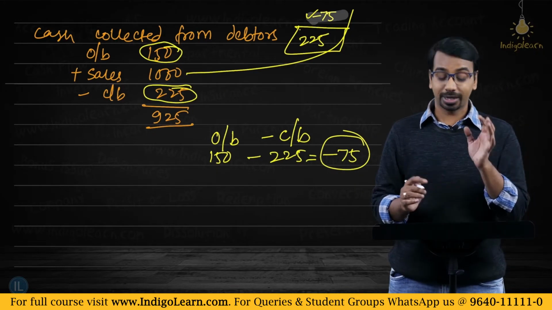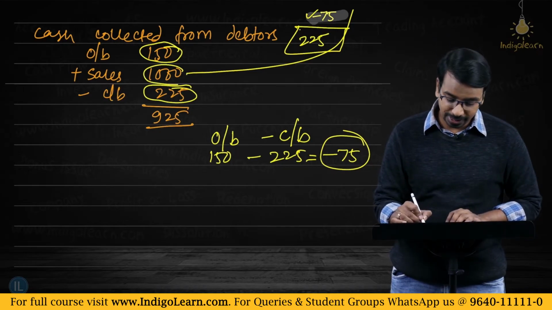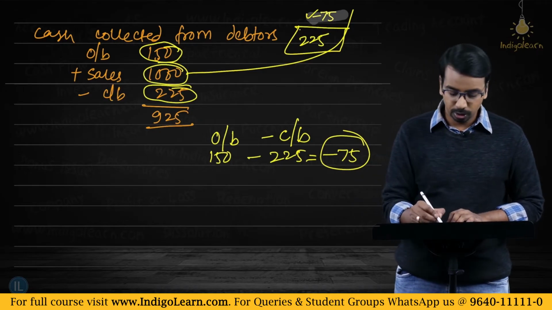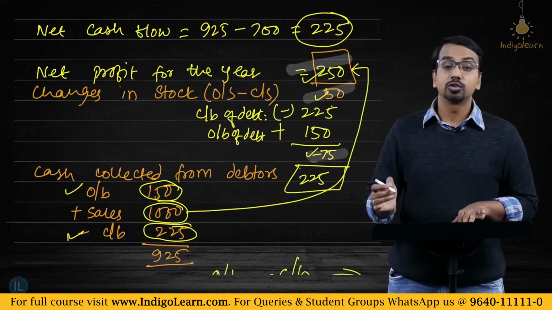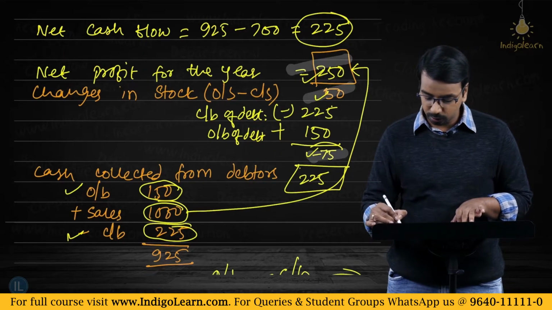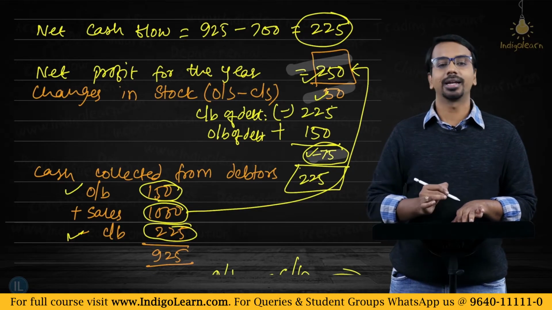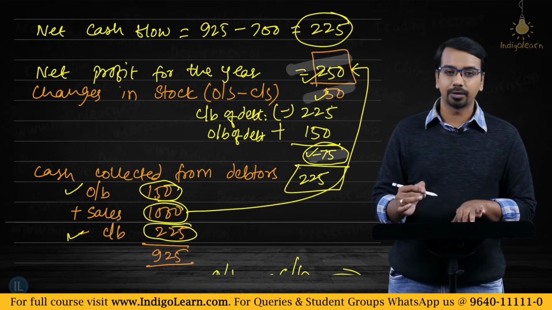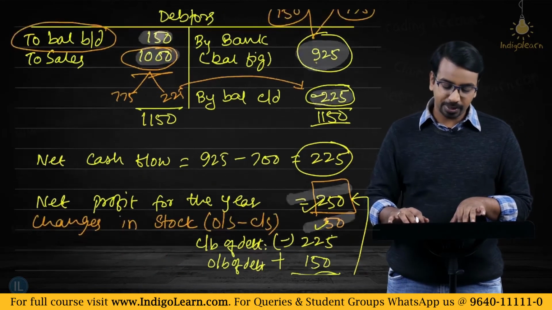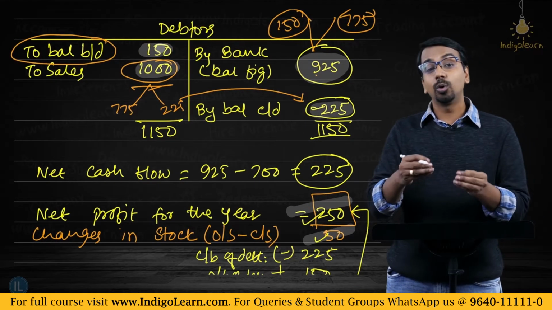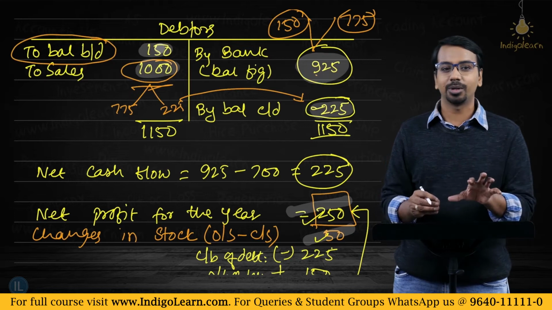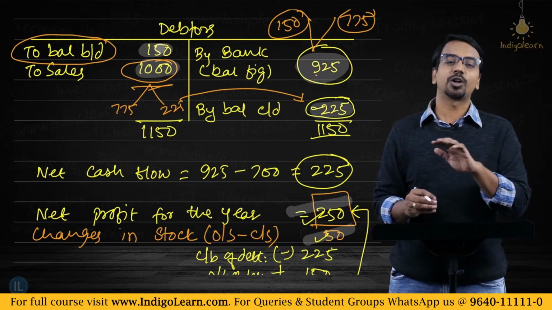In effect, what I am trying to say is, this 1000 of sales is already correctly factored in, and the difference of opening and closing balance is what I need to adjust. So that is what I have done when I got 75, and that gives me a net cash flow of 225. Now you may say, sir, will it make a difference if we assume that the opening balance was not collected at all and only out of the current year balance we have collected the money? In the numbers, it does not make a difference.